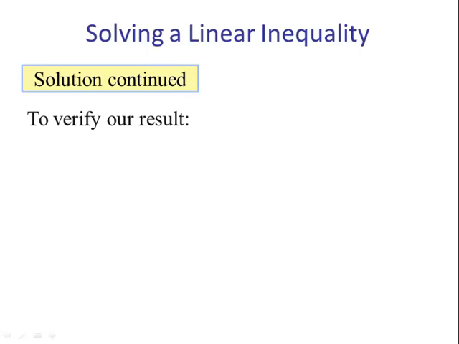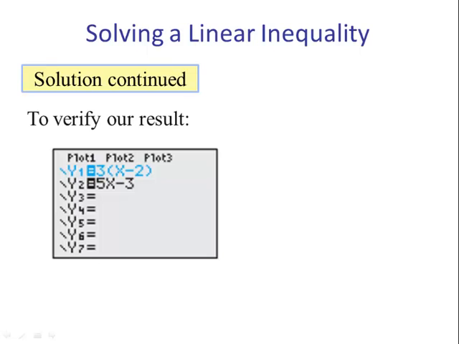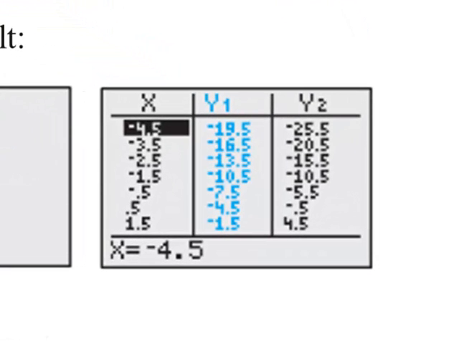Again, we can verify this by using the graphing calculator. We type in the left-hand side of the inequality in y1. We type in the right-hand side of the inequality in y2. Using our table feature, we can see at negative 1.5 the values are the same, and if we look at x's that are larger than negative 1.5, we have y1 being smaller than y2. So we have verified this by using a graphing calculator.